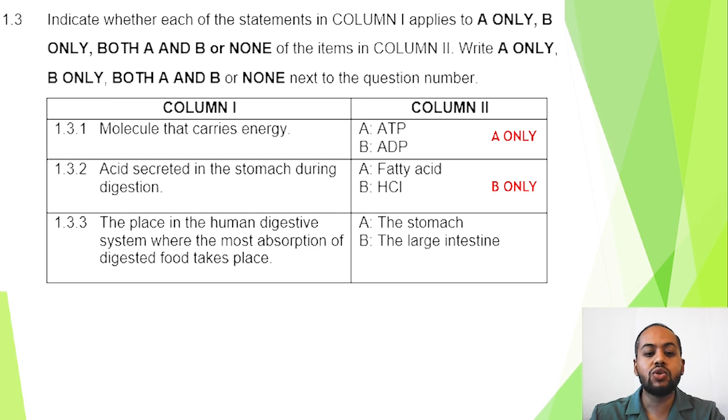1.3.3, the place in the human digestive system where the most absorption of digested food takes place. Remember that absorption takes place in the small intestine. Option A is the stomach and option B is the large intestine. Neither of these two options are correct. Therefore, the answer is none.